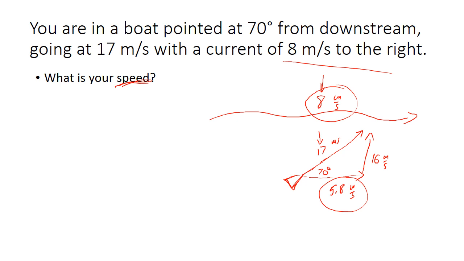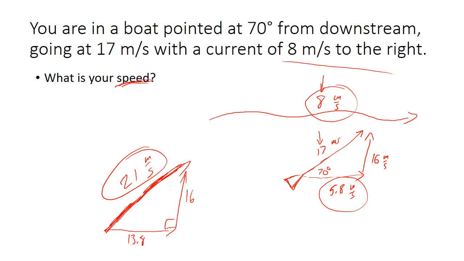So I'm going to jump over to this open space here. So going to the right, now we have an 8 and a 5.8, which is going to give us a 13.8. And a going up of 16, right? These are horizontal and vertical, so it's a right angle. So we want to know what our resultant vector is. So putting them together, we're going to get just about 21 meters per second. And that is our answer.